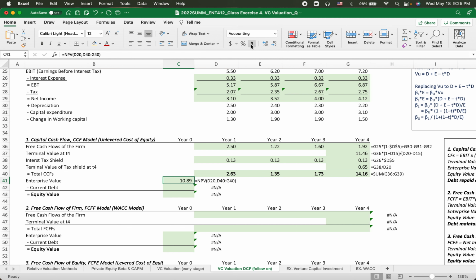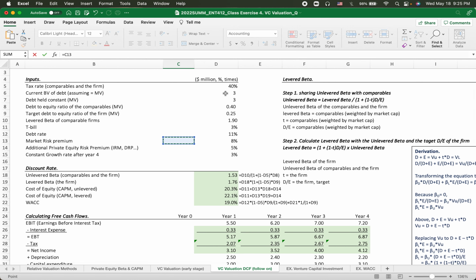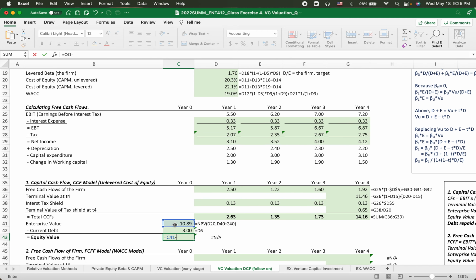What we want to calculate is the equity value. So where is the current debt today? There you go, 3 million. So this 10 million minus 3 million gives 7.889, which is the equity value through this CCF model.